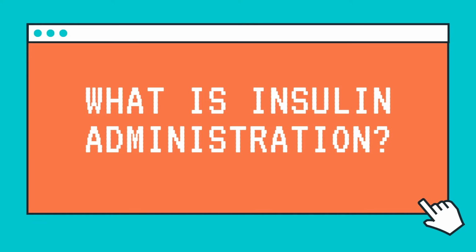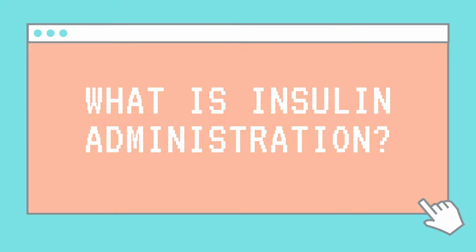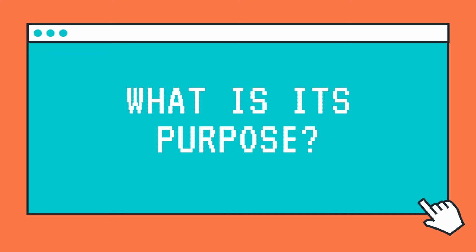First and foremost, what is insulin administration? Insulin administration is the injection of a prescribed dose of insulin through the subcutaneous route. Insulin is injected subcutaneously, which means into the fat layer under the skin. In this type of injection, a short needle is used to inject insulin into the fatty layer between the skin and the muscle.